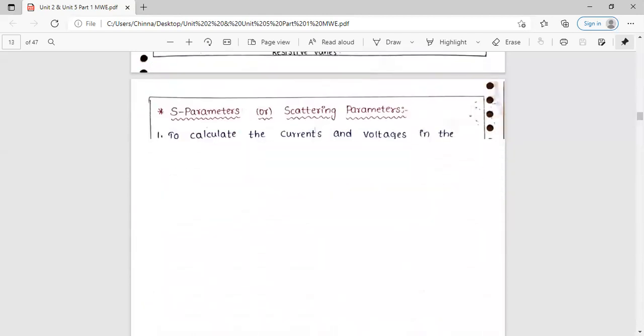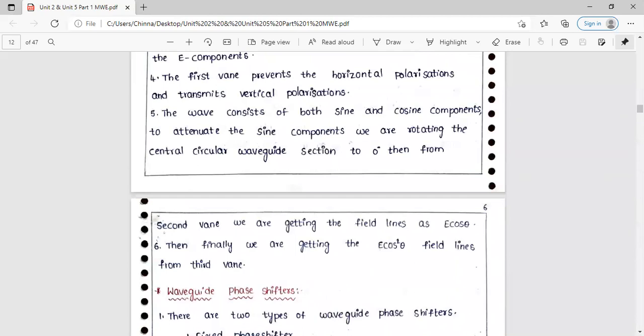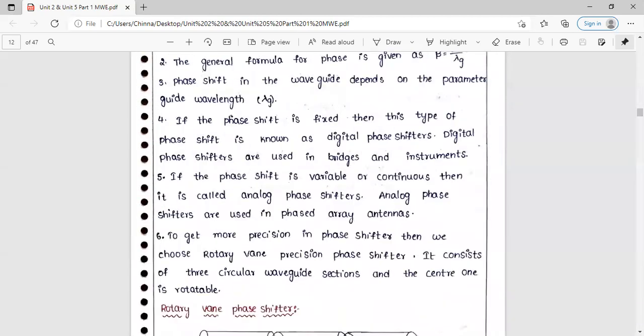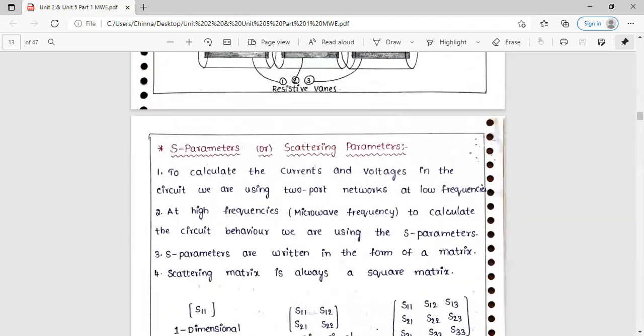And coming to the S parameters. So far we discussed the phase shifters and attenuators, and the next waveguide components. Now we can discuss the main important topic, which is related to measurements. Here, S parameters, or scattering parameters.